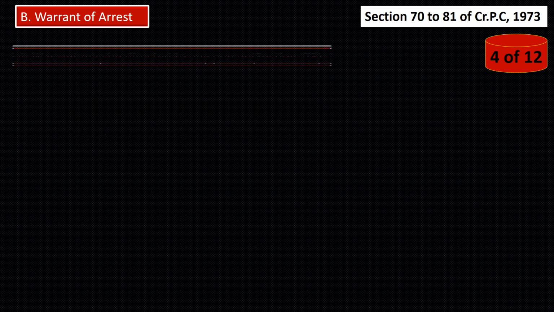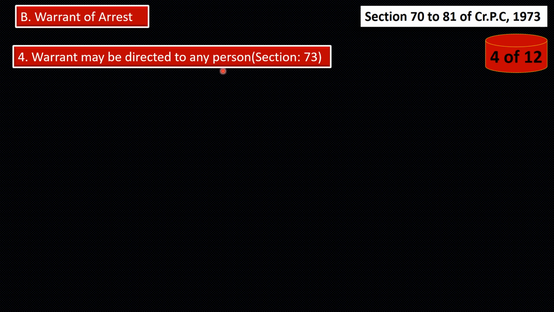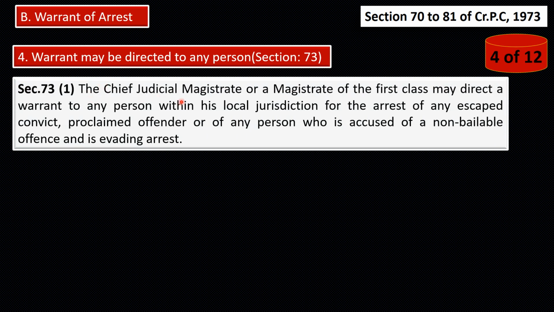Warrant of arrest may be directed to any person as per the provision of section 73. Subsection 1 of 73 says this thing that the chief judicial magistrate or a magistrate first class may direct a warrant to any person within his local jurisdiction for the arrest of any escaped convict, proclaimed offender, we call them PO as well, or any person who is accused of a non bailable offense and is evading arrest.